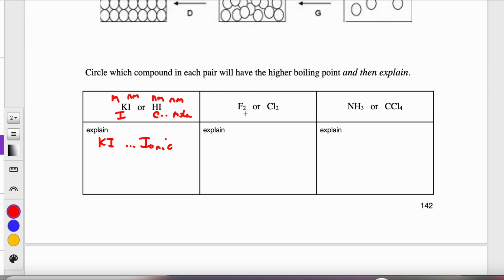Now, the second example, we have F2 versus Cl2. These are both molecules. When you draw it out, you have a diatomic, F bonded to an F, so it's nonpolar. You have a Cl bonded to a Cl, it's also nonpolar. So it's not as easy to tell apart. We have both nonpolar molecules, so we choose Cl2 as having the higher boiling point because it has the greater GFM.